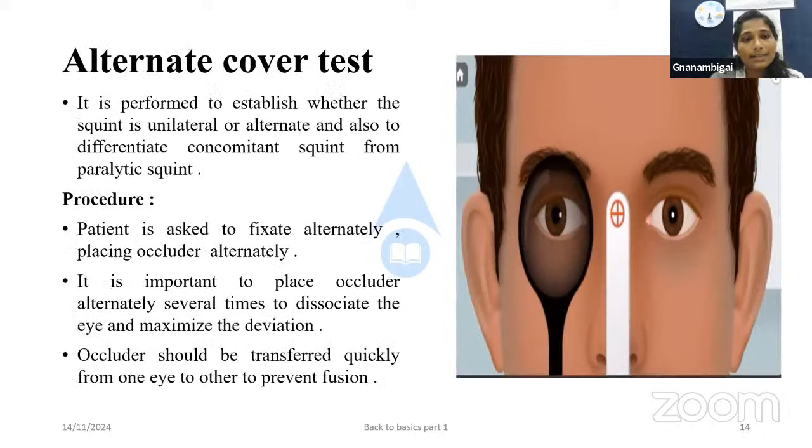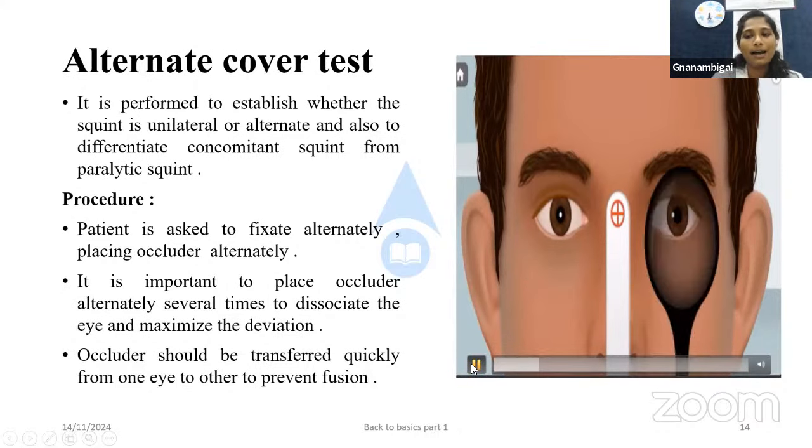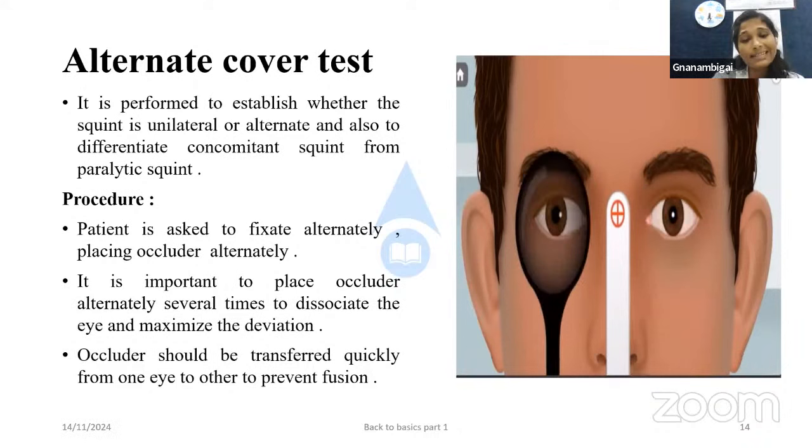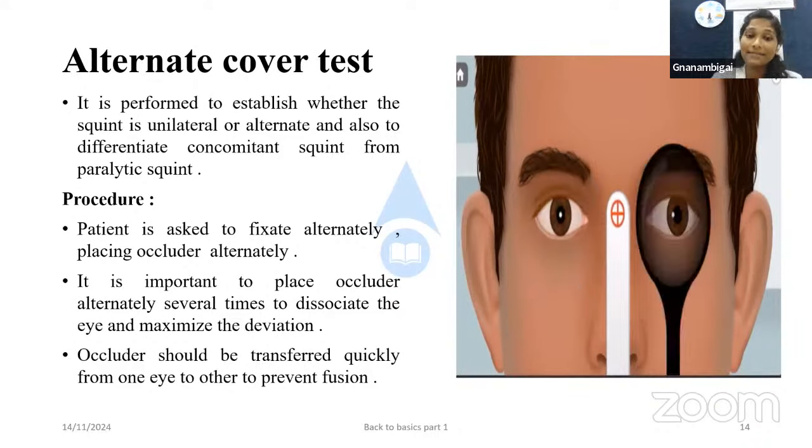Alternate cover test. It is performed to establish whether the squint is unilateral or alternate, and also to differentiate concomitant squint from paralytic squint. For the procedure, the patient is to fixate alternately, placing the occluder alternately. So this is the procedure video where the eye has been occluded alternately. It is important to place the occluder alternately several times to dissociate the eyes and maximize the deviation. The occluder should be transferred quickly from one eye to another to prevent fusion.